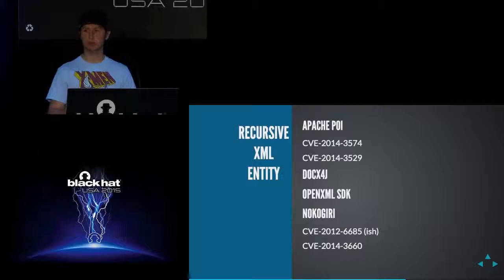So if you were going to parse a Word document or a PowerPoint, you might use one of these up here. They're pretty common. Apache POI and docx4j are both in Java. OpenXML SDK is .NET, and then Nokogiri would be if you were doing Ruby. I won't go into the CVEs, but there are a couple of interesting things from here.